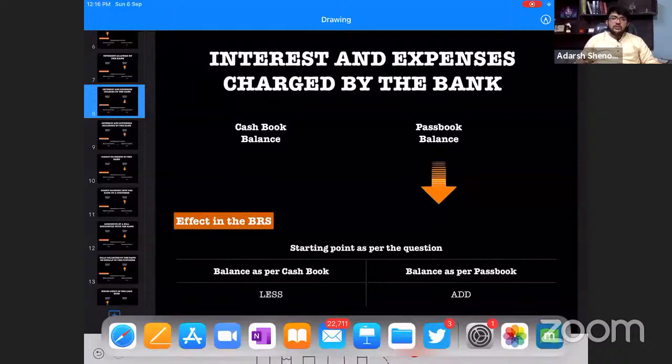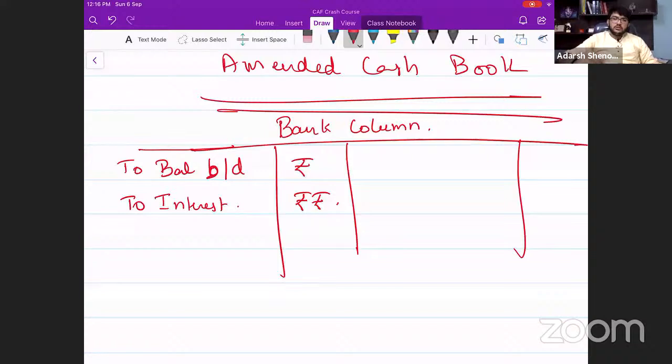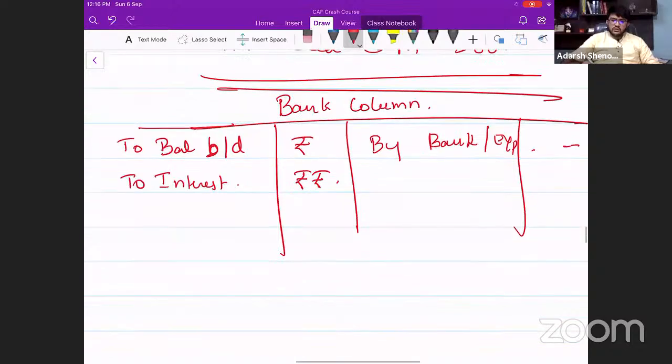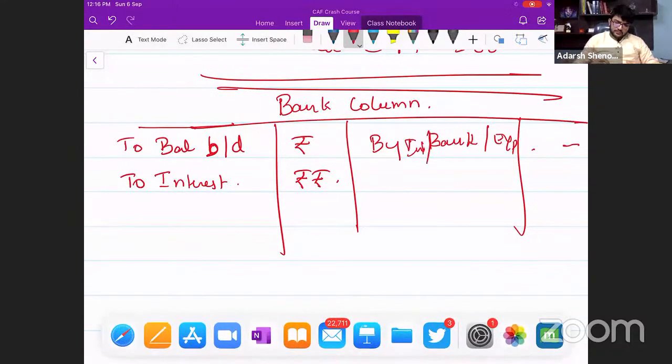Interest account debit to bank account. Interest or bank charges account debit, or any expense account debit, to bank charges. So what should you write over here? By bank charges, expense, interest, whatever it is, you have to write it over here like this. Interest, whatever the amount could be, you have to write it over here like this.